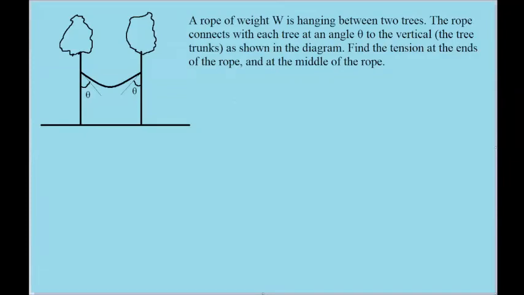Here is an applied force problem where we have two trees, or really they could be any two posts, and we have a rope tied between them. And we've got an angle theta, which is the angle between where the rope comes out and the post, the tree trunk. And the problem is asking us to find two different types of tension within the rope.